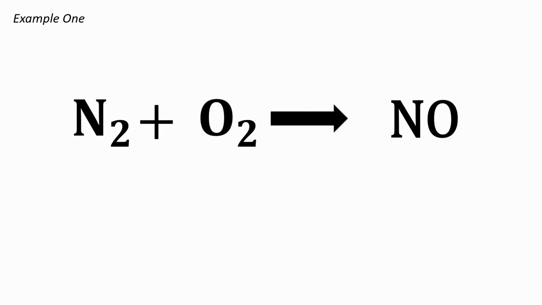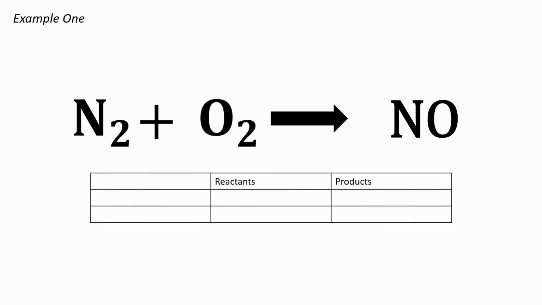The first example we'll take a look at is N2 reacting with O2 to create NO, and we now have to balance the equation. We'll start by noting down the different atoms presented in the reaction equation in a chart, those being nitrogen and oxygen. We'll now note down how many of each atom we have. On the reactant side, we have 2 nitrogen and 2 oxygen atoms. On the product side, we have 1 of each.